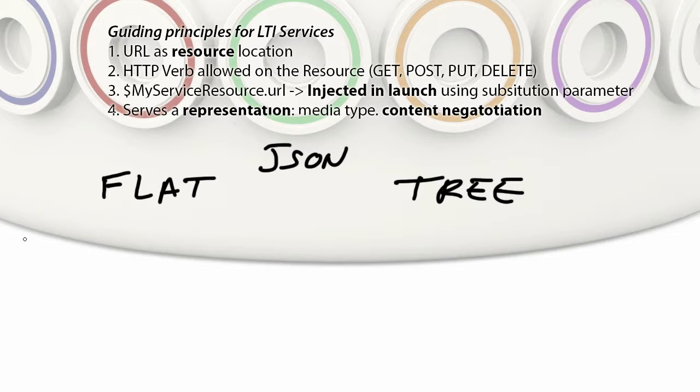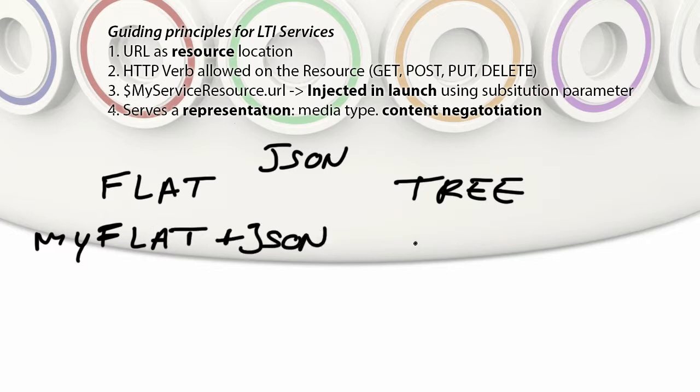two media types. You're going to define my flat media type, and it's still going to be JSON. That's going to be your first media type, and you're going to have the same one for my tree representation plus JSON. So those are the two media types that the same resource can serve now. So it becomes important, when you go around, to say which representation you want to get.